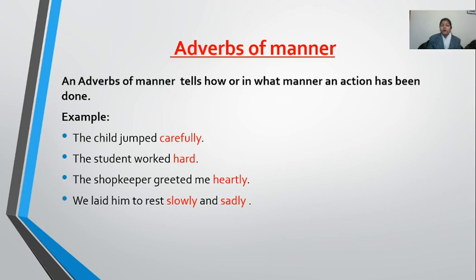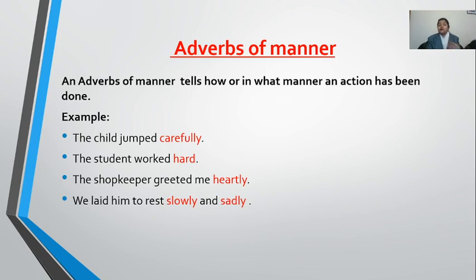The student worked hard. How did the student work? Hard. So hard is your adverb of manner here. Cleared? Now the next sentence is, the shopkeeper greeted me heartily. So how was the action of greeting done? How did the shopkeeper greet? Heartily. So heartily is your adverb of manner.